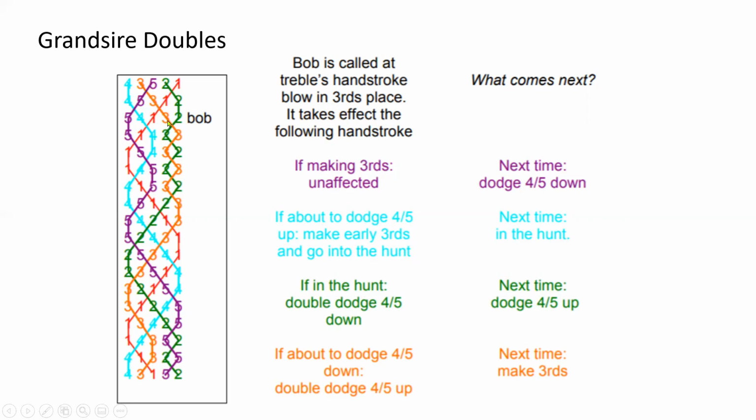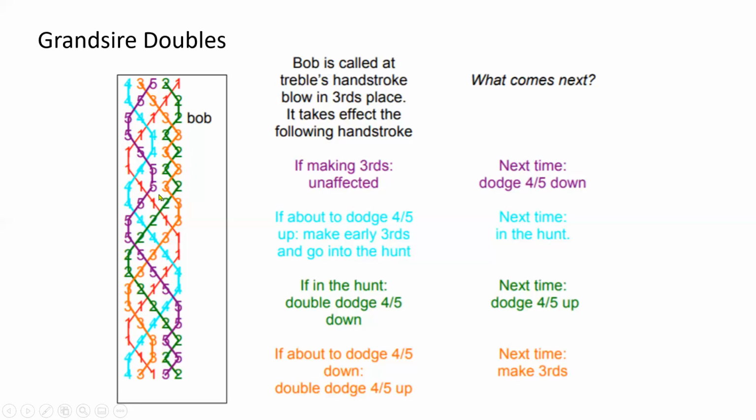Finally, look at the bell that would have dodged 4/5 down. It dodges straight away at the bob, which means it dodges twice in 4/5 up with the bell that's coming out of the hunt. So 2 bells are double dodging 4/5 at the bob, and 2 different bells are making thirds. One wasn't expecting to, and the other was going to do it anyway.